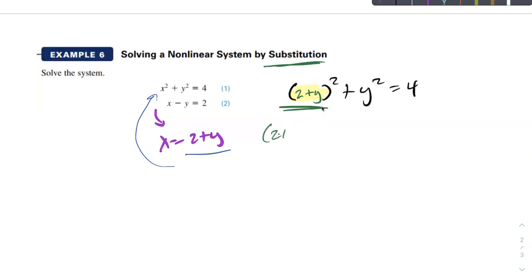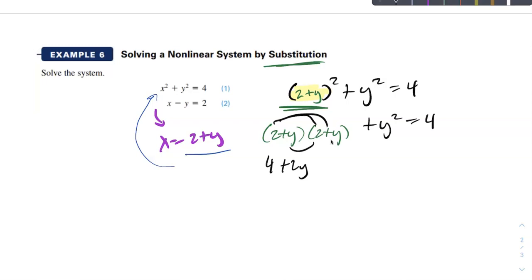It's (2 + y) times (2 + y). The rest of it stays the same. Plus y squared equals 4. So we've got to distribute this. 2 times 2 is 4, plus 2y, plus 2y, plus y squared, plus y squared equals 4. This came from simplifying this, and then this came from the y squared right there already.